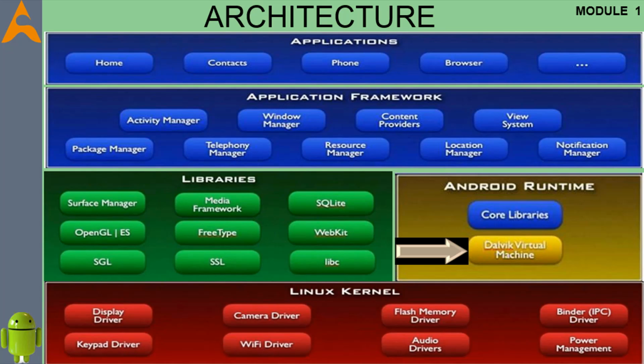These libraries cannot be accessed directly. With the help of the application framework, we can access these libraries. There are many libraries, like web libraries to access web browsers, libraries for Android and video formats, etc. The Android runtime was designed specifically for Android to meet the needs of running in an embedded environment where you have limited battery, limited memory, limited CPU.